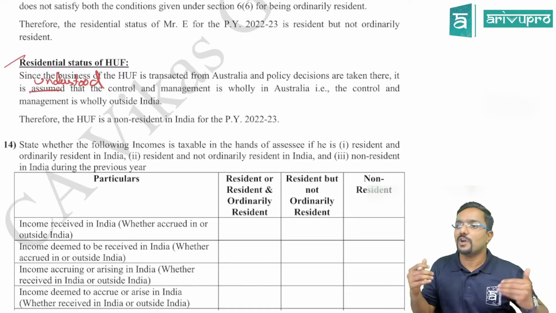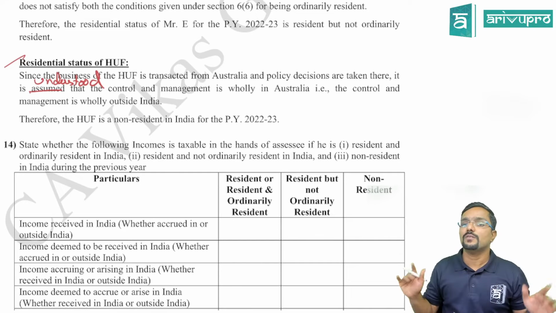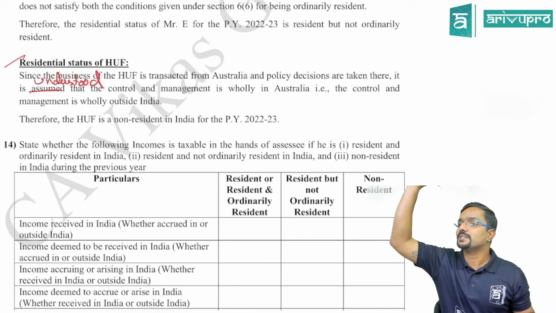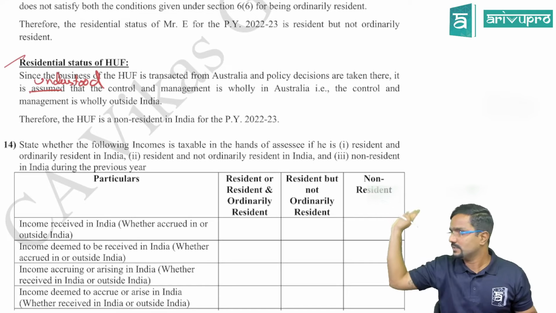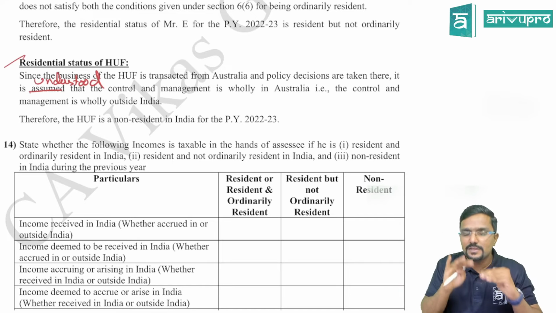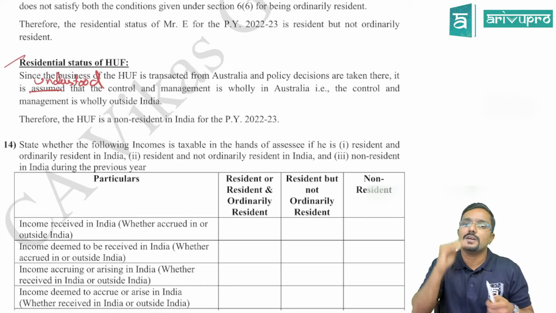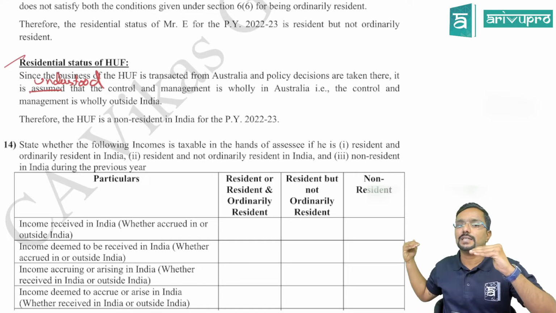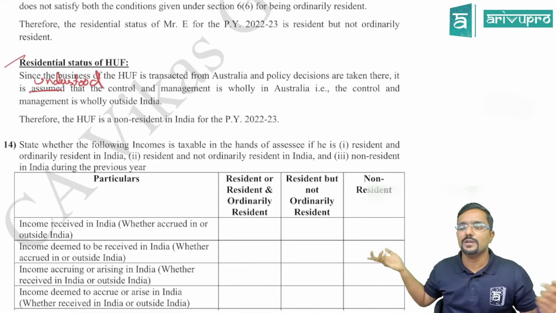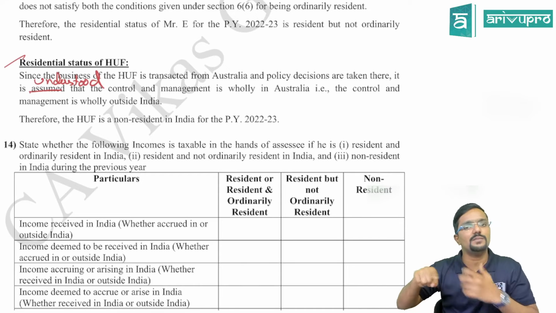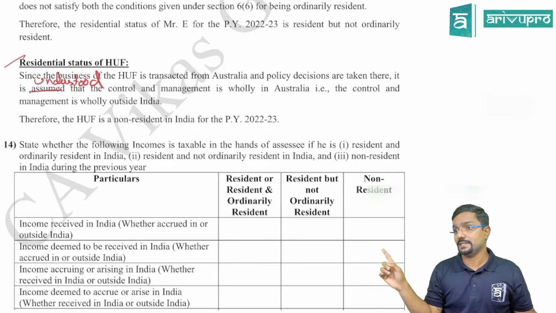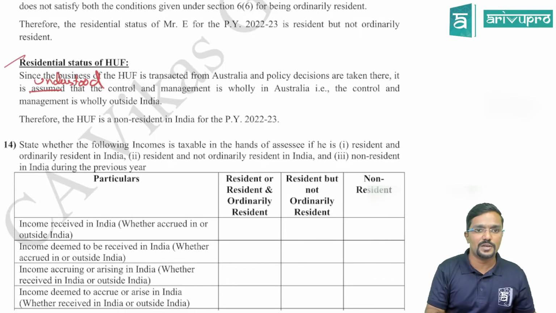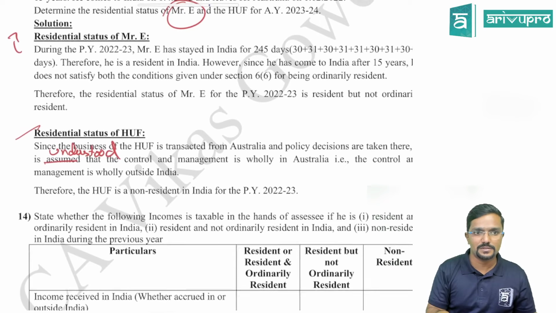When HUF is non-resident, we don't check whether Karta is satisfying both the conditions under section 6 or not. In this same question, assume if by chance HUF was resident, then we will go and check whether the Karta is satisfying both the conditions given under section 6.6 or not. If not satisfying, automatically HUF will become not ordinary resident. I'm just considering the other possibility. Yes, take down, guys.